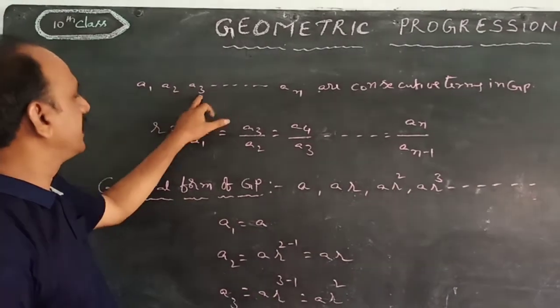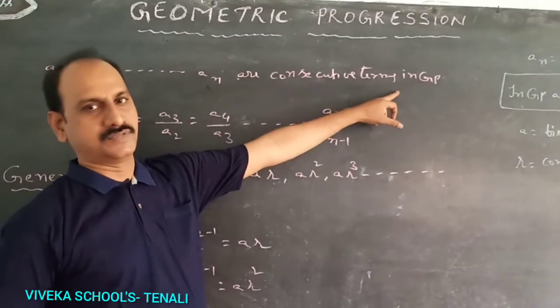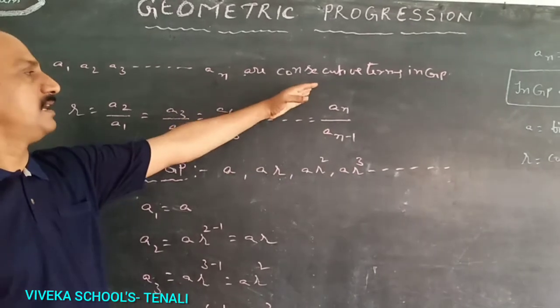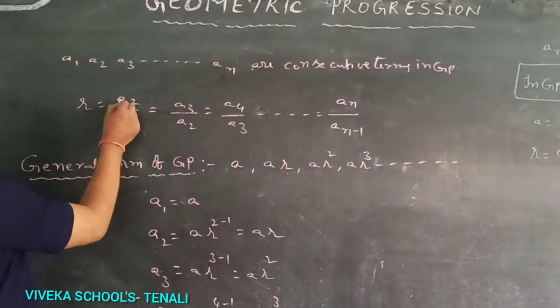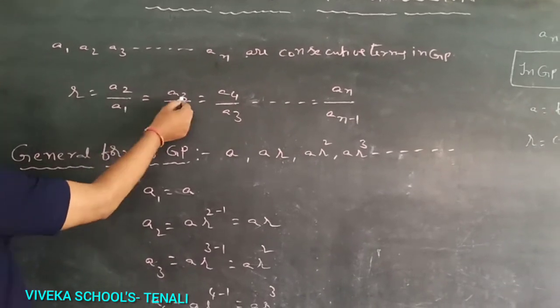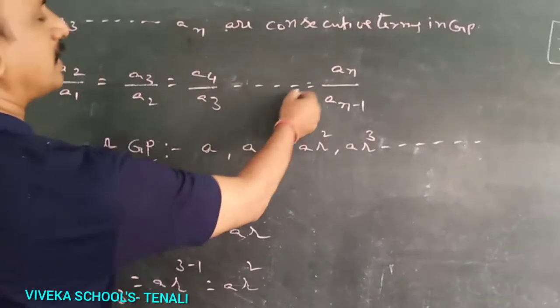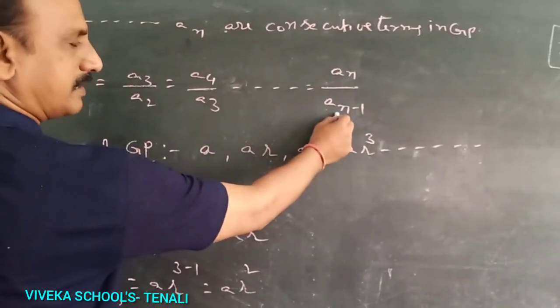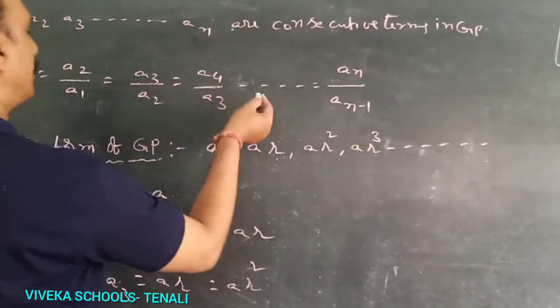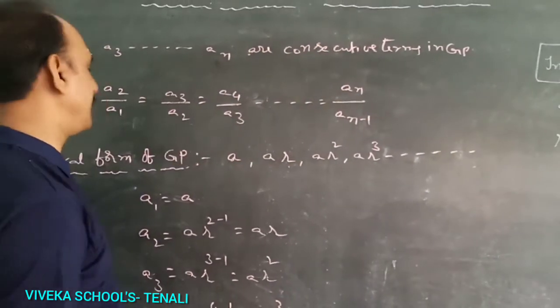A1, A2, A3 and so on, AN, the constituent terms are in GP when R is equal to A2 by A1, common ratio, second term by first term, is equal to A3 by A2, is equal to A4 by A3, and so on, AN by AN minus 1. So if the common ratio is the same, these terms are in GP.